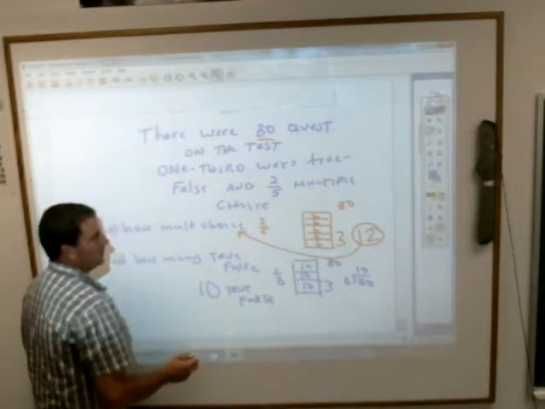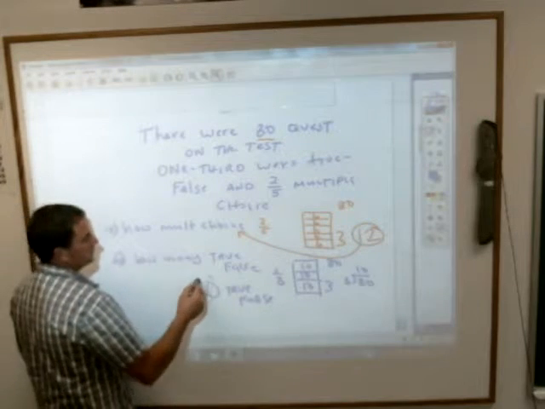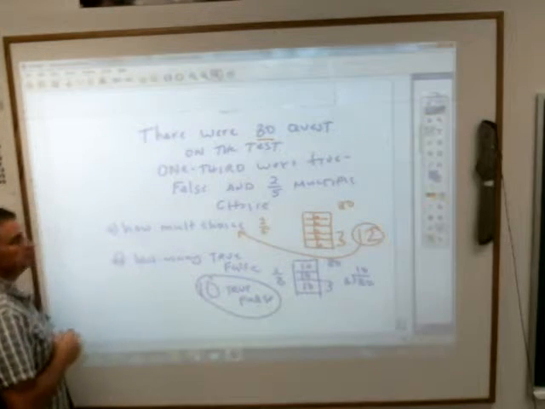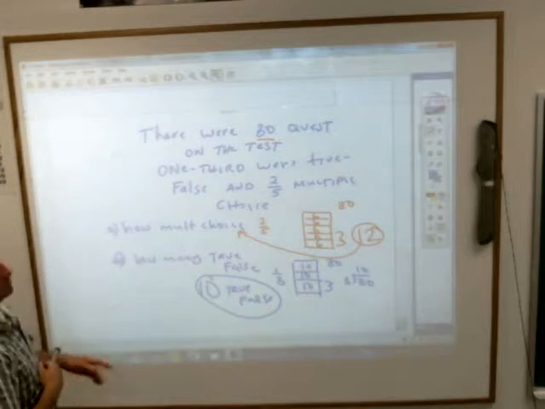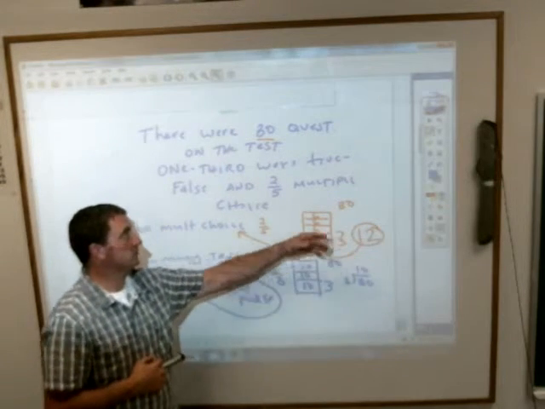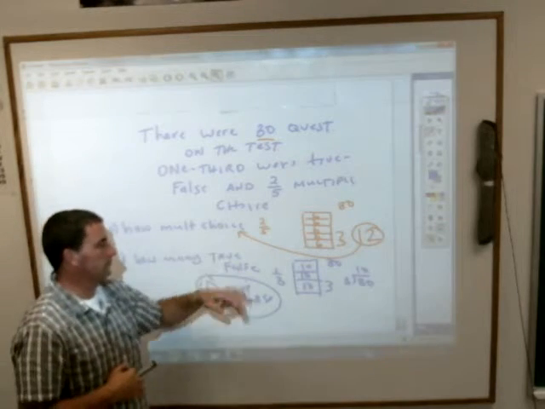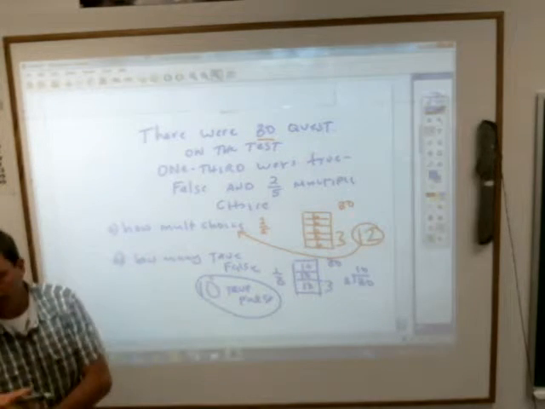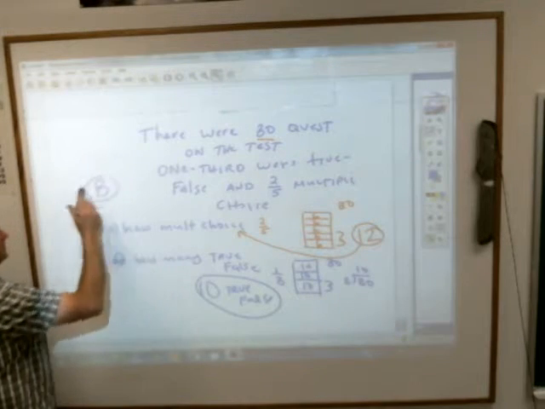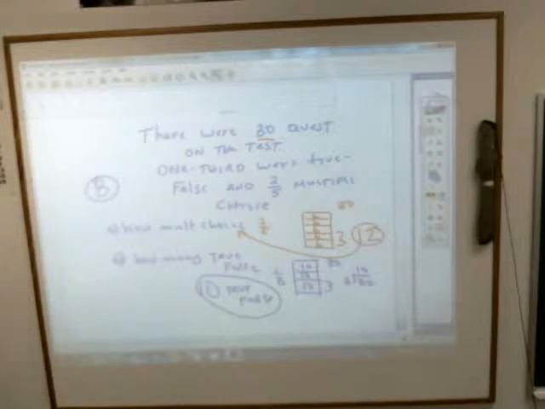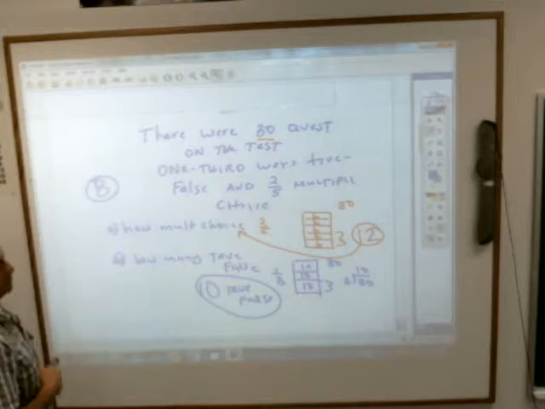If I asked you how many questions were neither true-false nor multiple choice, you would tell me how many. We have 30 questions on this test. 12 of them were multiple choice, 10 of them were true-false. We have 8 questions that might be short answer, essay. What else could there be?